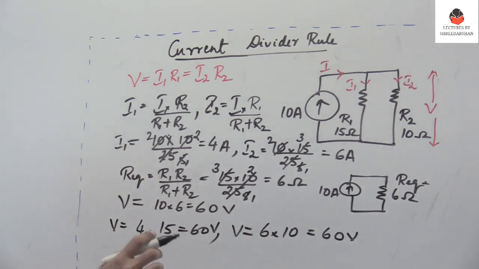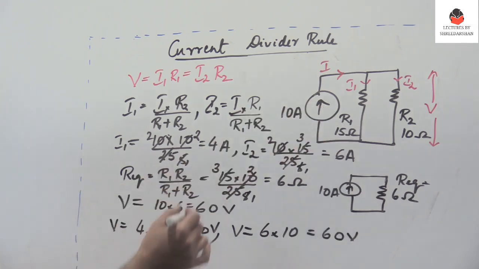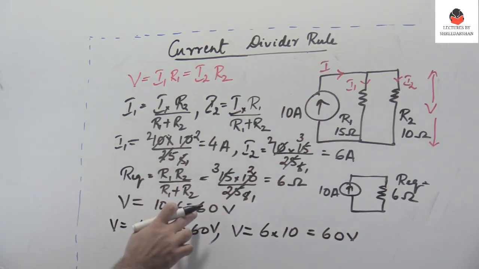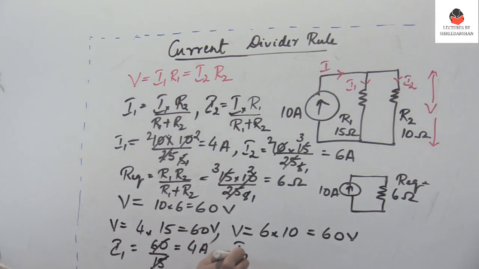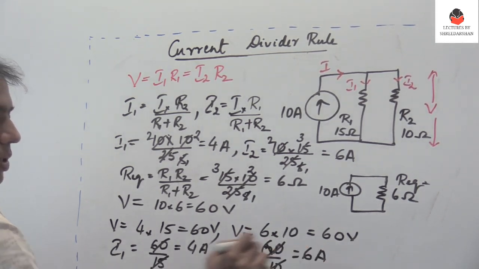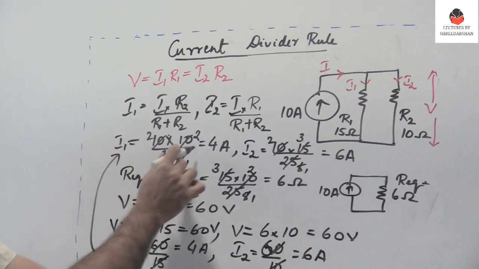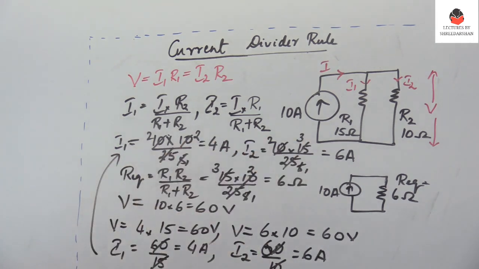Also we can find the individual currents. Since we know the total voltage is 60, what is I1? The total voltage V divided by R1, which is 15. 15 4s are 60, so we get 4 amperes. What is I2? The total voltage V divided by R2, which is 10. So this is 60 divided by 10 equal to 6 amperes. So again we have verified that we get the same values of the current.